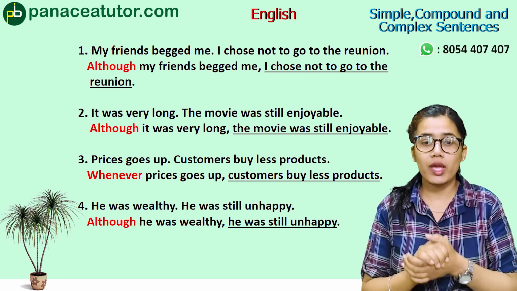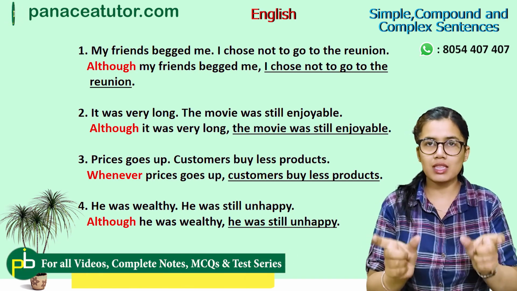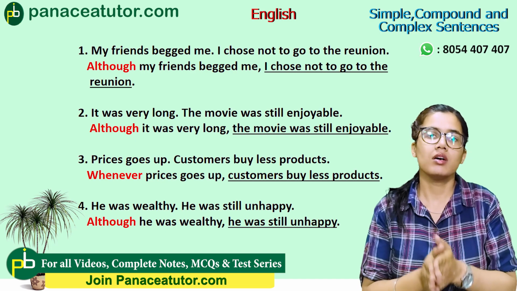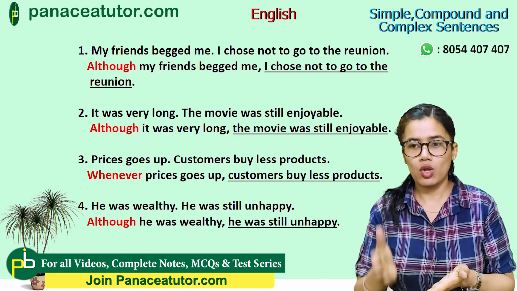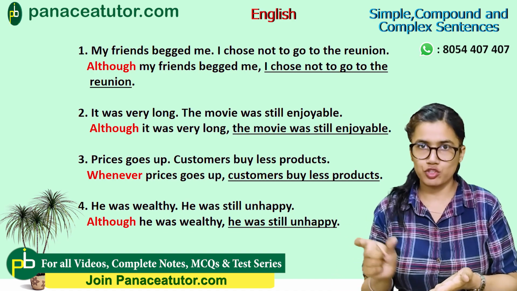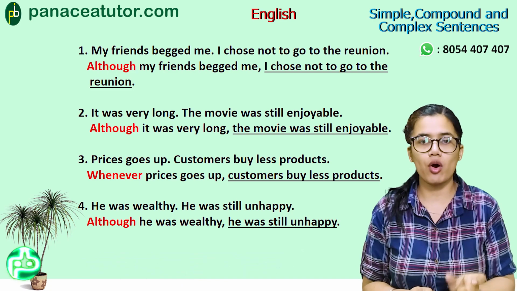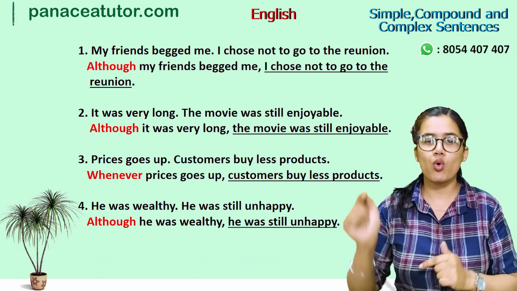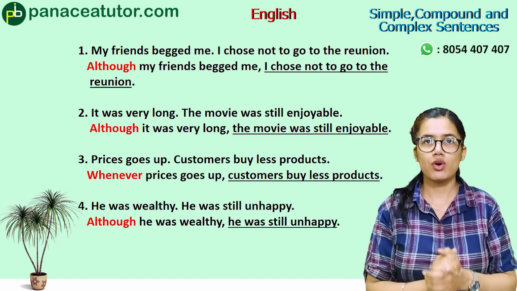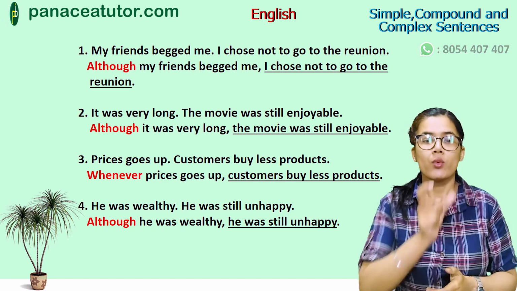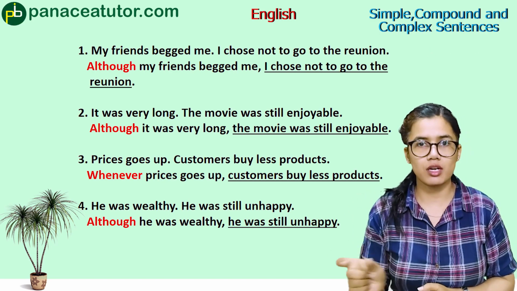Next, it was very long, the movie was still enjoyable. Now we will join these two clauses with a subordinating conjunction. Although it was very long, the movie was still enjoyable. So although it was very long is our dependent clause. Next, prices goes up, customers buy less products. So our complex sentence will be, whenever prices goes up, customers buy less products.